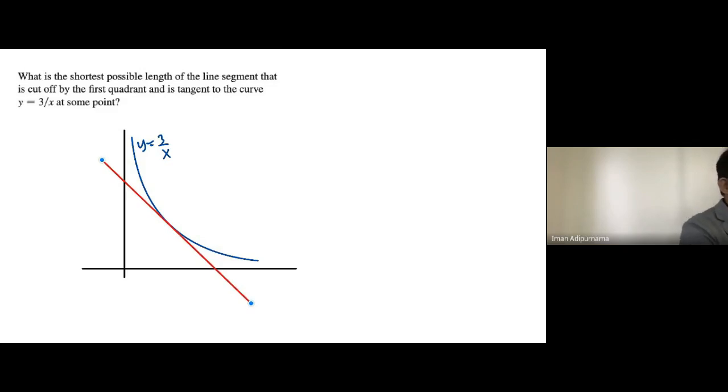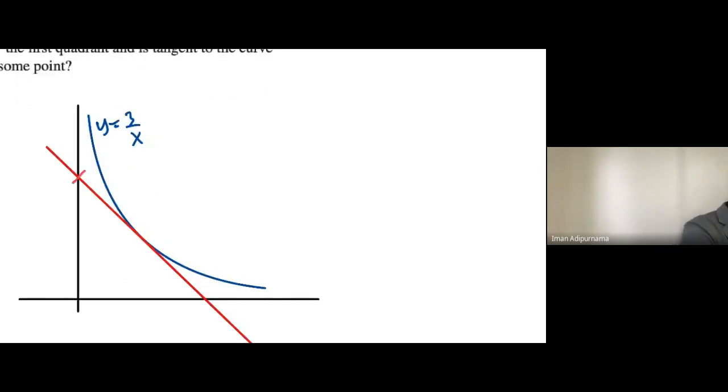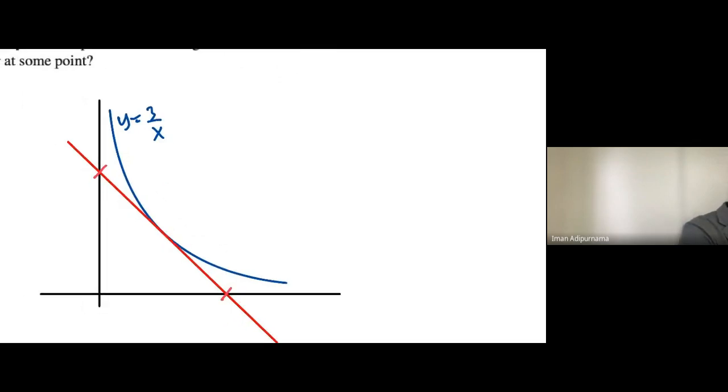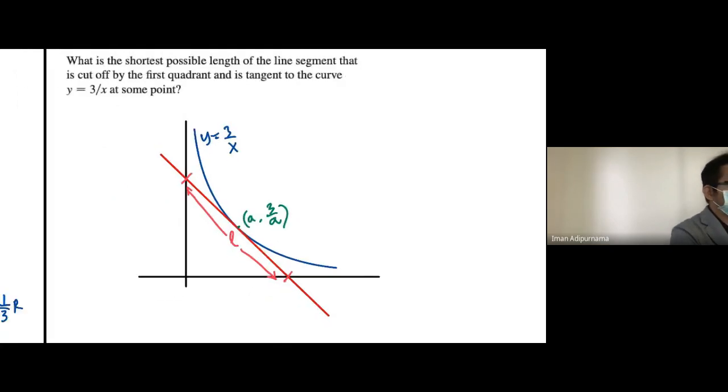And let's say that that's our line. So we need to find this line from here to here. Let's name it L. That's what we are going to find. And we also need to find, maybe just make it some point A and 3 over A. That one.